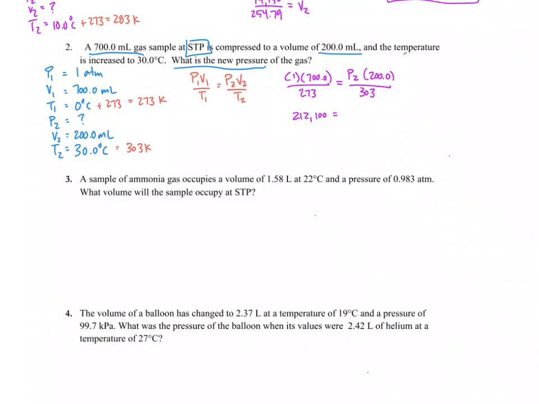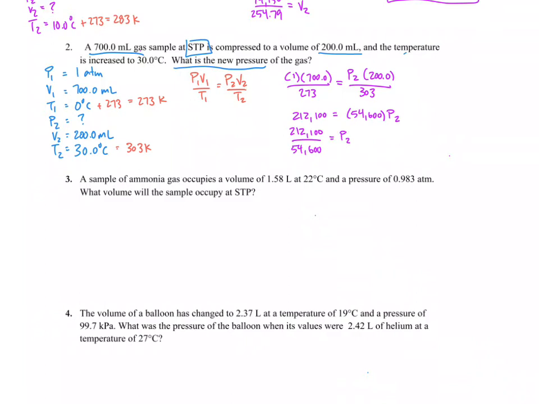212,100 equals, and then 273 times everything in the numerator. We don't know the value of P2 yet, so I'm just going to multiply 273 times 200. That gives me a value of 54,600, multiplied by P2. So now to get P2 by itself, I've got to divide by 54,600. So I get 212,100 divided by 54,600, which gives me my new pressure.